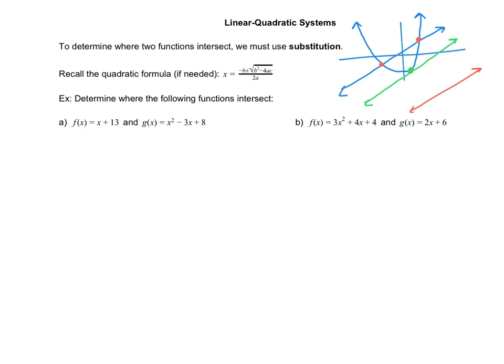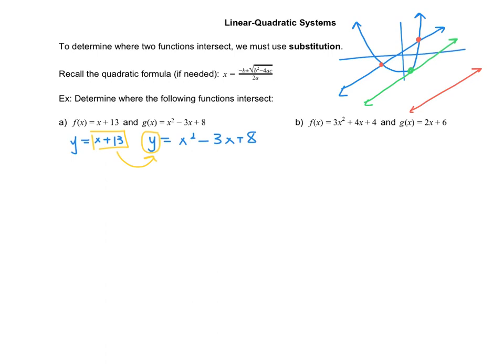We have f of x equals x plus 13, and remember, this is just y equals x plus 13, and then our parabola is g of x equals x squared minus 3x plus 8, and again, this is the same as y equals x squared minus 3x plus 8. So just remember that that function notation represents the y. Now, because they're both equal to y, I can just replace y in the parabola with what y is equal to in my linear equation.